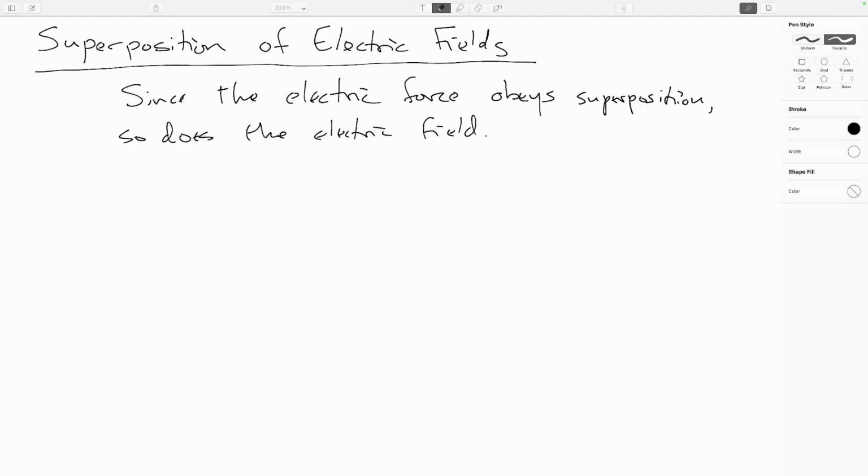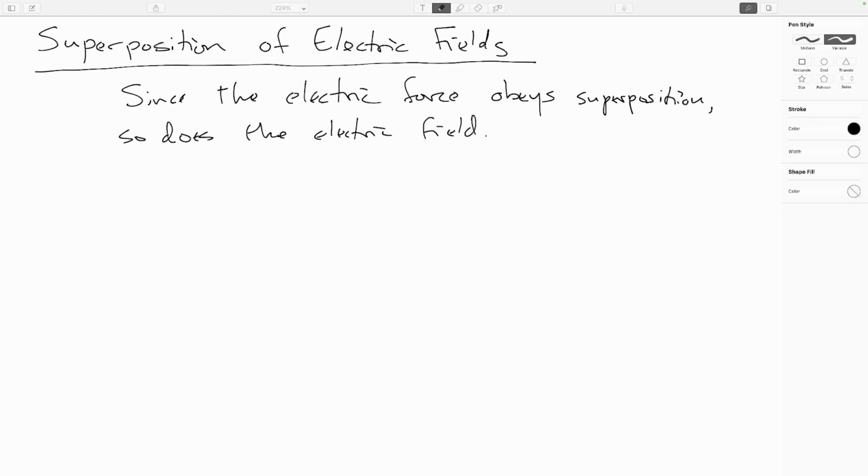In the last video, we introduced the electric field, and now I'd like to get a little more quantitative about it and also take a look at applying superposition to electric fields. Since the electric force obeys superposition, which means that we can treat interactions between charges a pair at a time, it'll follow that the electric field also has to obey superposition.